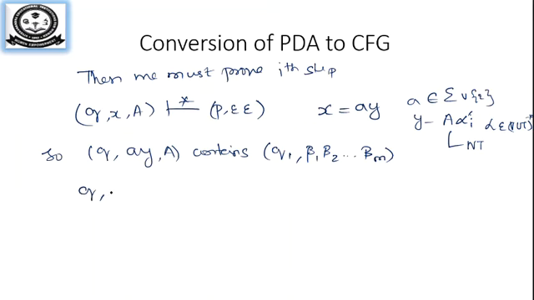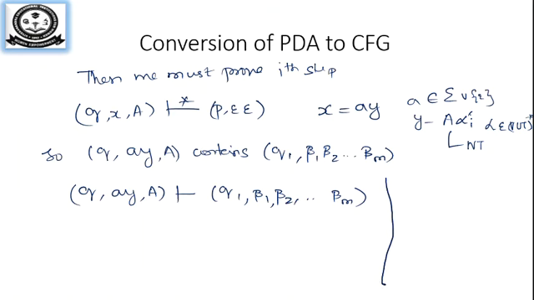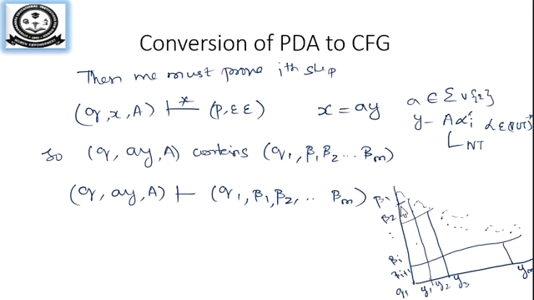Then (q, A, p) can be derived to (q1, β1, β2) up to βm. So we have seen already a diagram, so we will put a graph and explain. We have seen this in the previous lecture also.